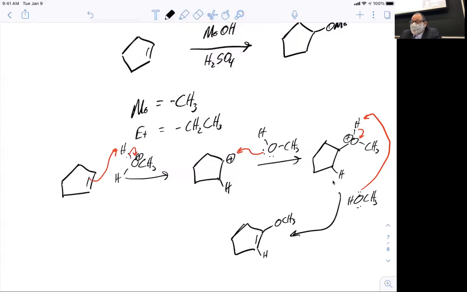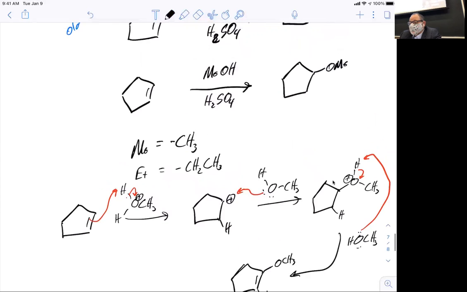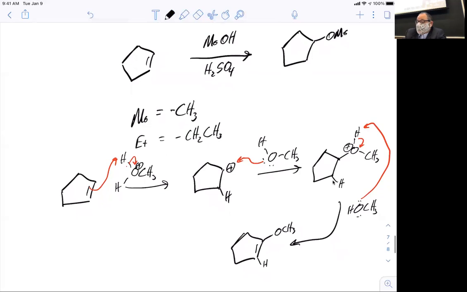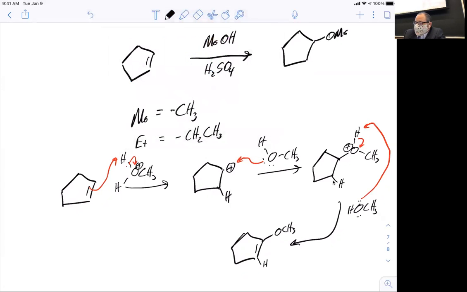Right? So we see the ether formation, if we want to look at it that way, versus the alcohol. Okay, so this is just an old version. I think some of your practice problems actually had this in there, just trying to highlight it. Oh, I started at the bottom. Yes, thank you.